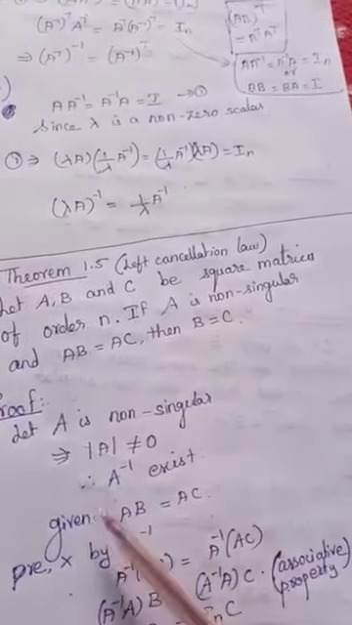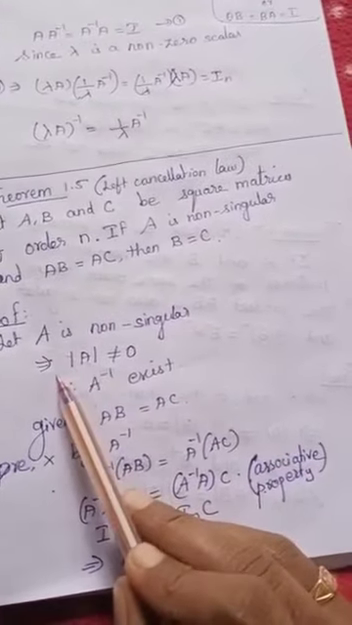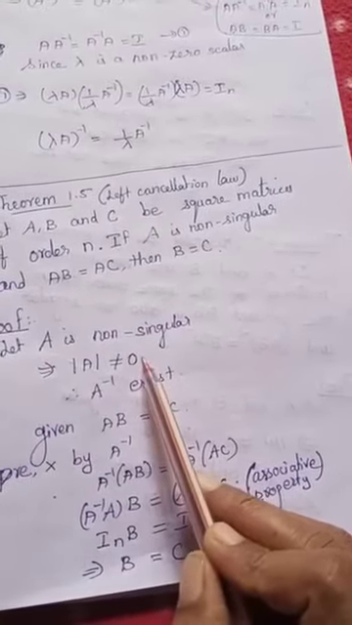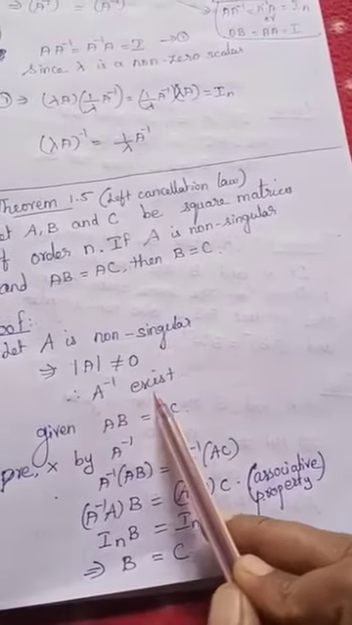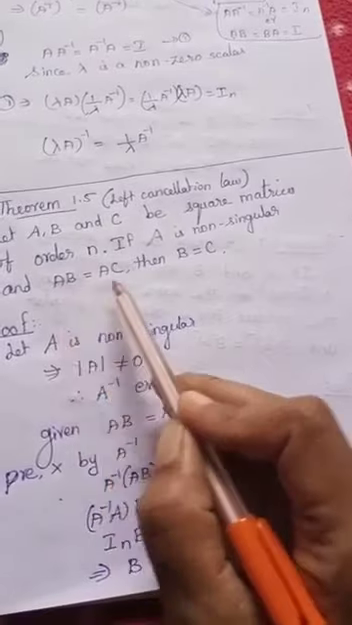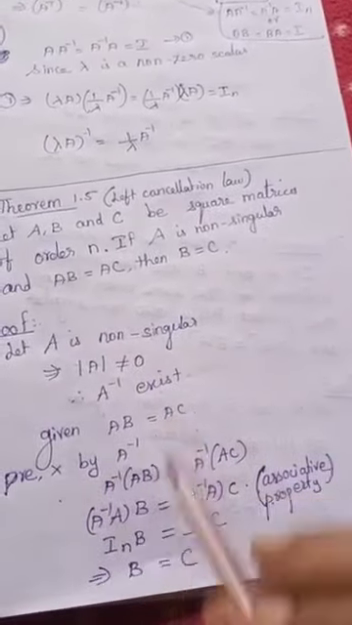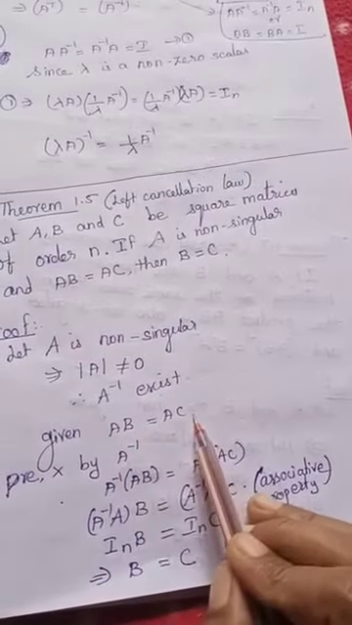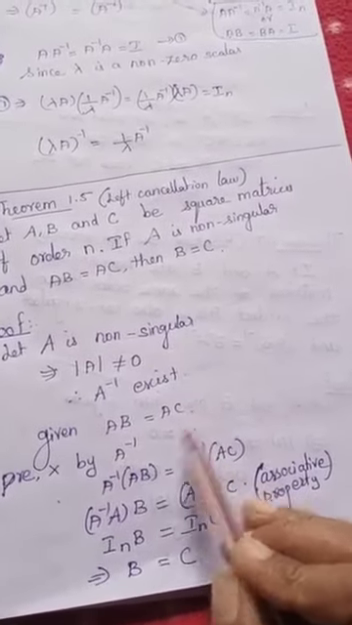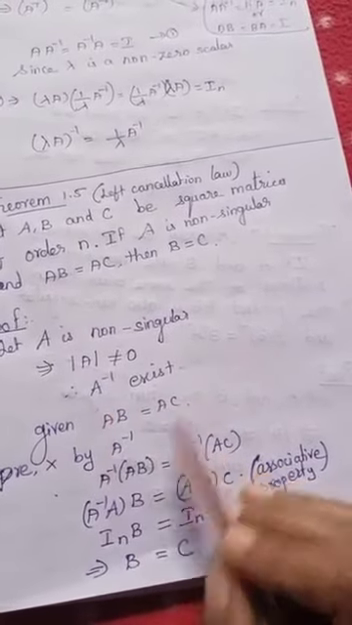Okay, this non-singular condition, let me take it. Let A be non-singular. So we know that non-singular means determinant A is not equal to 0. Therefore, we know that A inverse exists. Now, the given condition is AB equal to AC, and we should get the answer B equal to C. I have taken the condition given, AB equal to AC. Now, pre-multiply by A inverse.